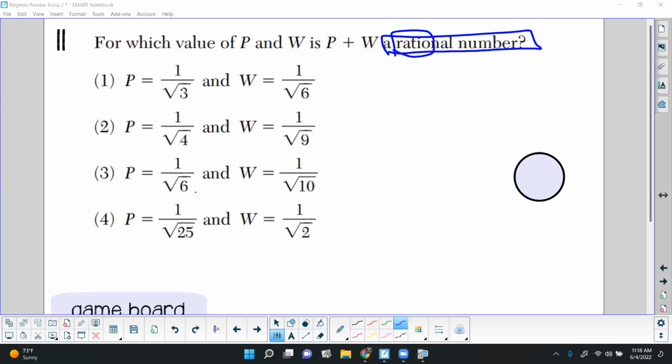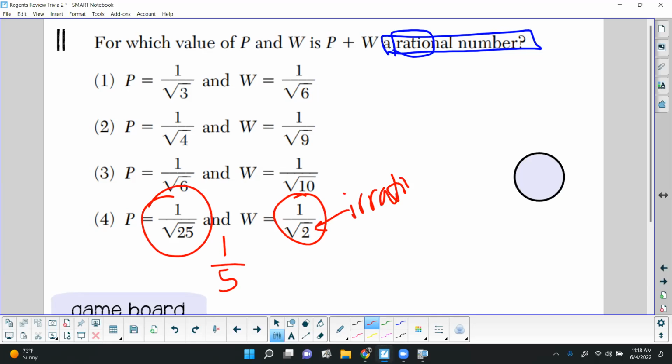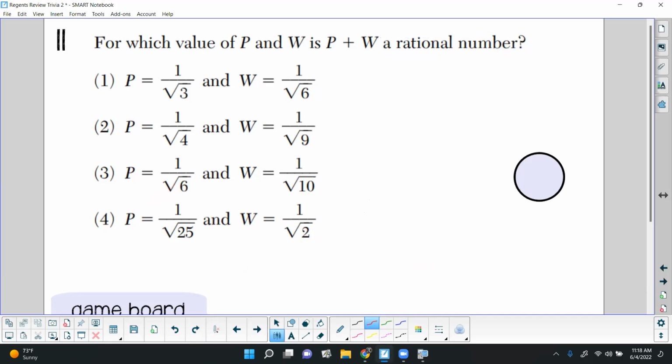So we're thinking about, can I get rid of any of these square root signs, right? Can I get rid of any of these square root signs, like this one down here? I can, that's 1/5. That's rational. But this one I cannot, so this is irrational. And if I add 1/5 to something that goes on forever, it's still just going to keep going on forever. When you add irrational numbers together, they're still always irrational.